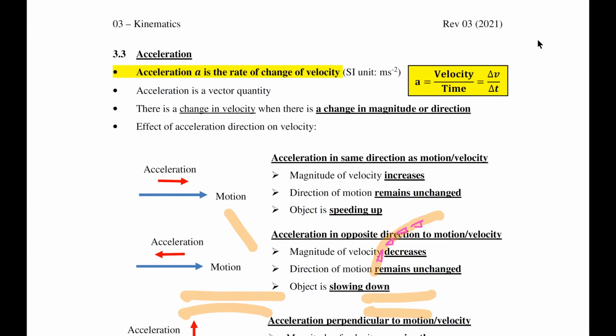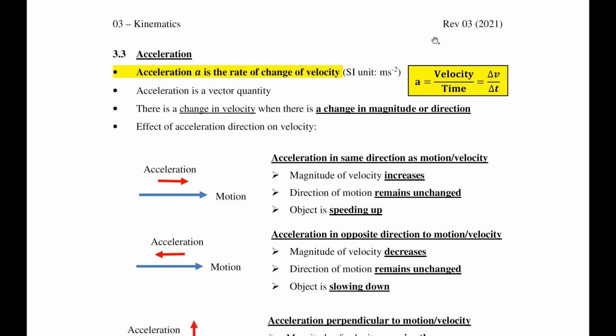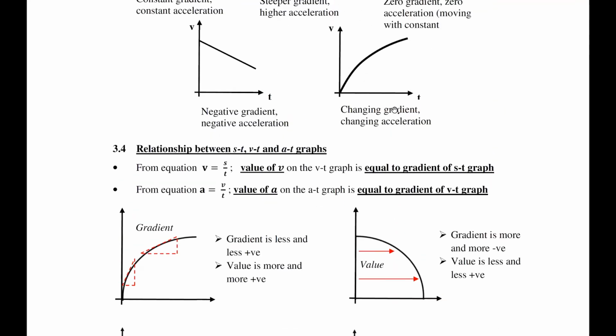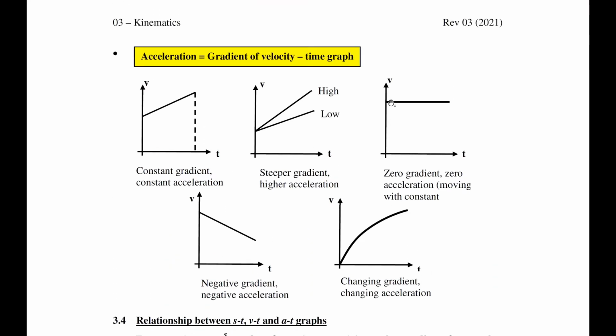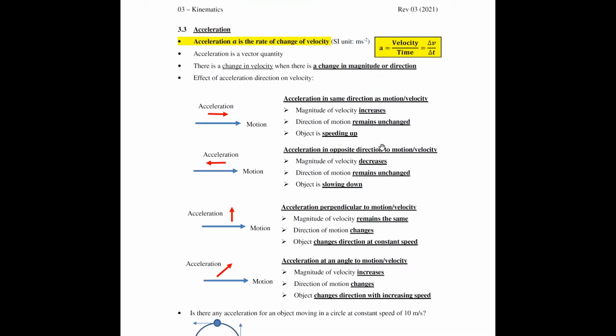Now, the last term that you will use to describe motion is acceleration. Acceleration is normally used to tell you whether an object is speeding up or slowing down. Acceleration will tell you whether your object is speeding up or slowing down. Acceleration is simply defined as rate of change of velocity.